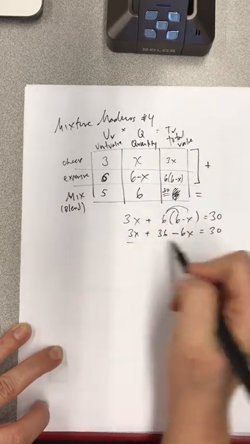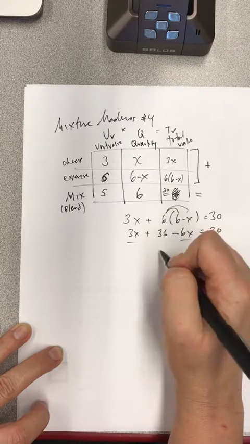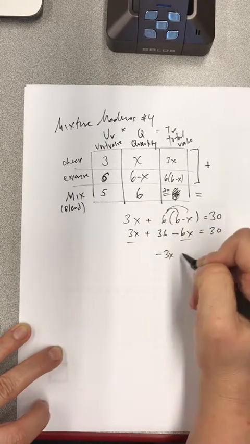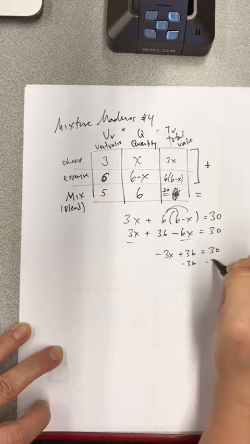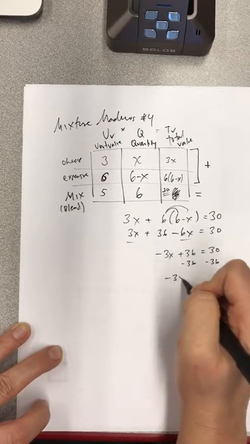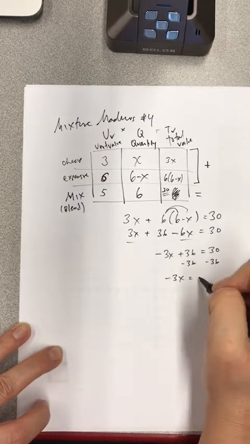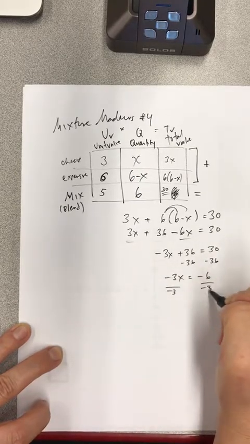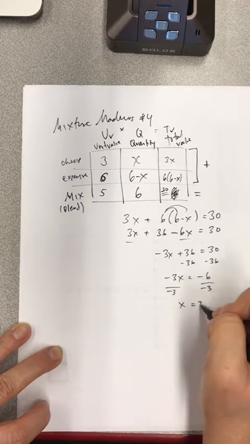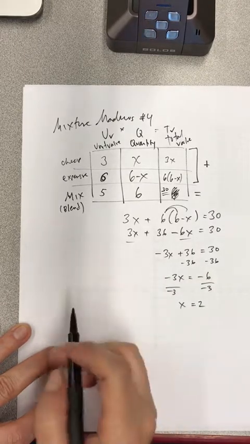Ugh, I got some like terms that are not so nice. We have negative 3x plus 36 equals 30. I'm going to subtract 36 from both sides. So negative 3x equals negative 6. I'm going to divide both sides by negative 3. And x equals 2.